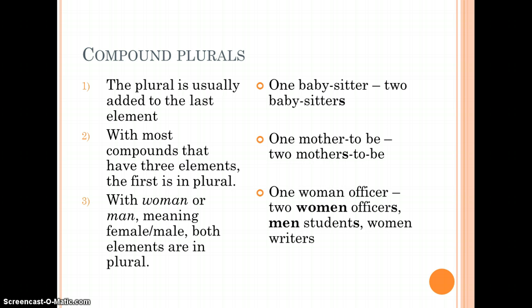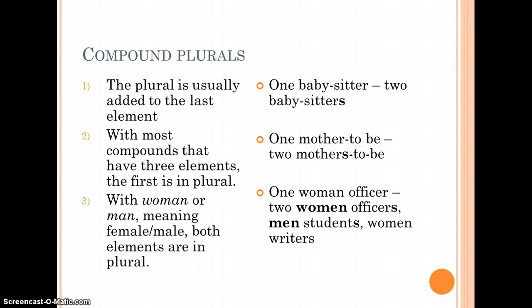More compound plurals. The plural is usually added to the last element. You have 1 babysitter, but 2 babysitters. Note that you don't say 2 babies sitters, because then you have 2 babies. With most compounds that have 3 elements, the first is in plural. 1 mother to be, or 2 mothers to be.